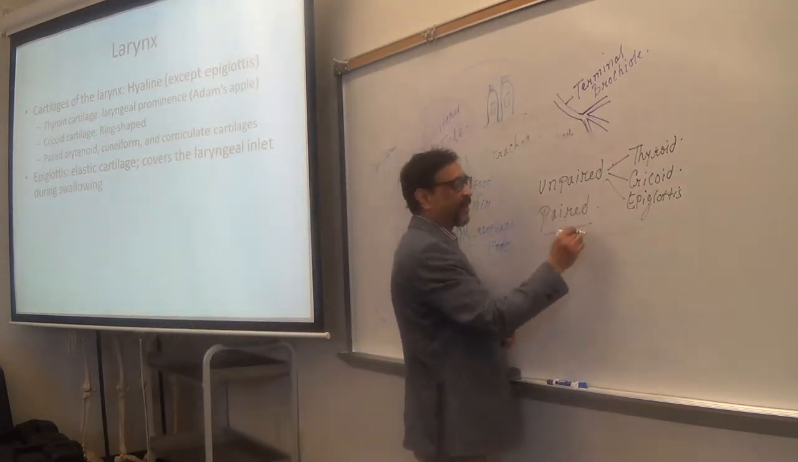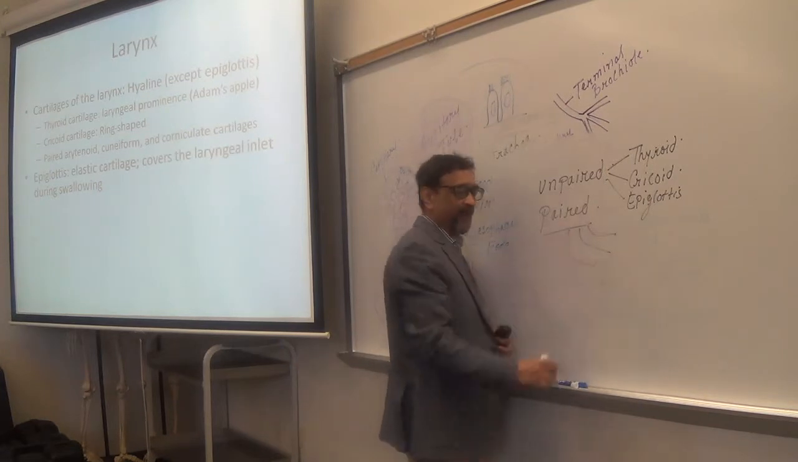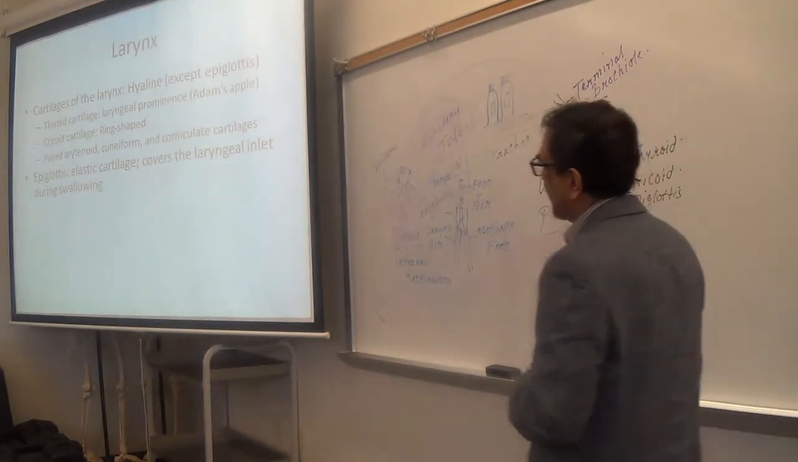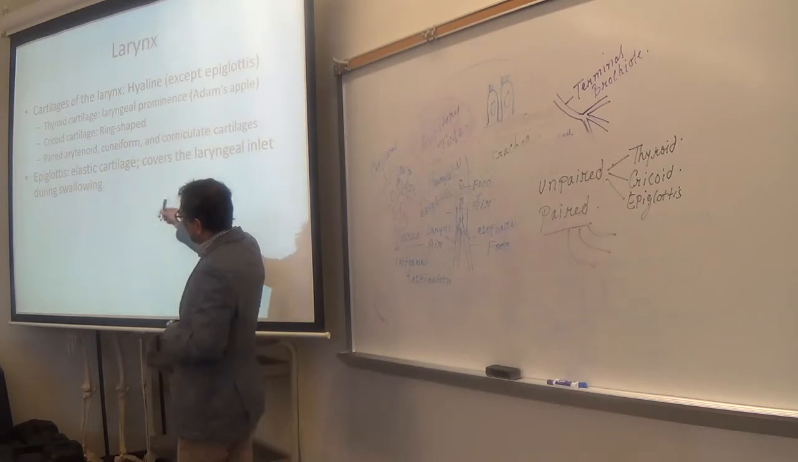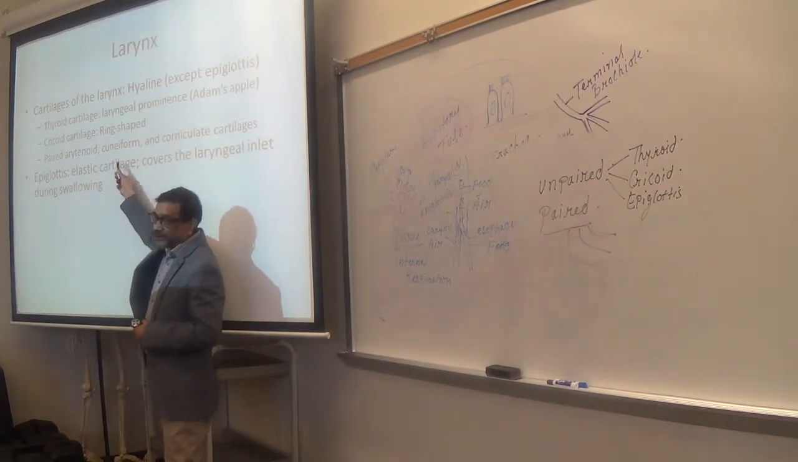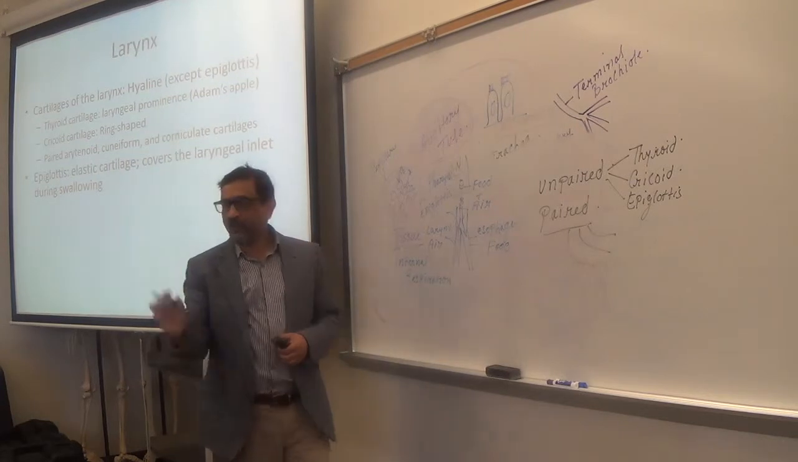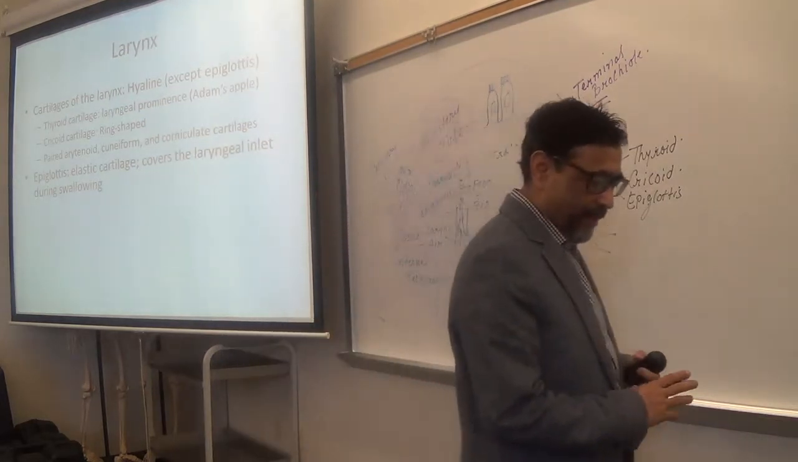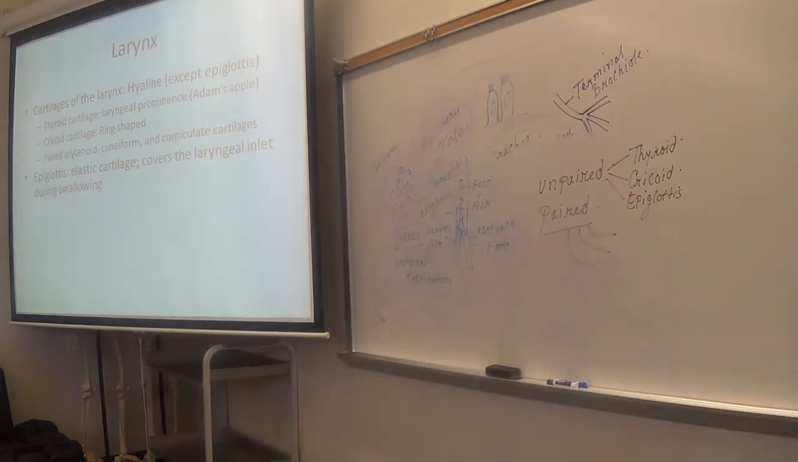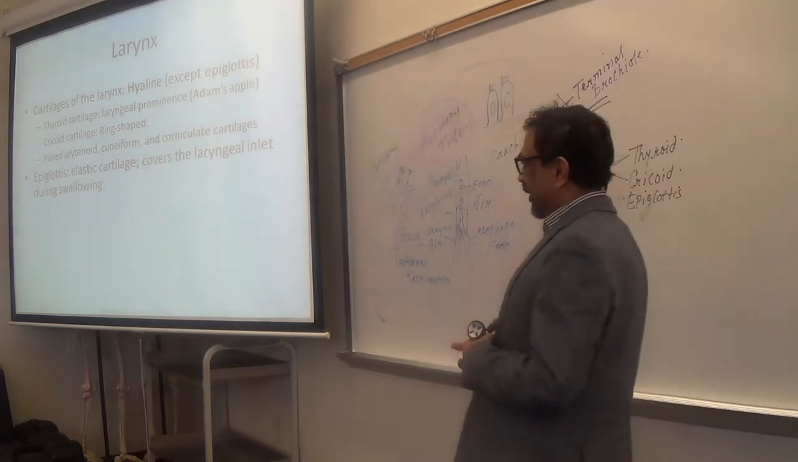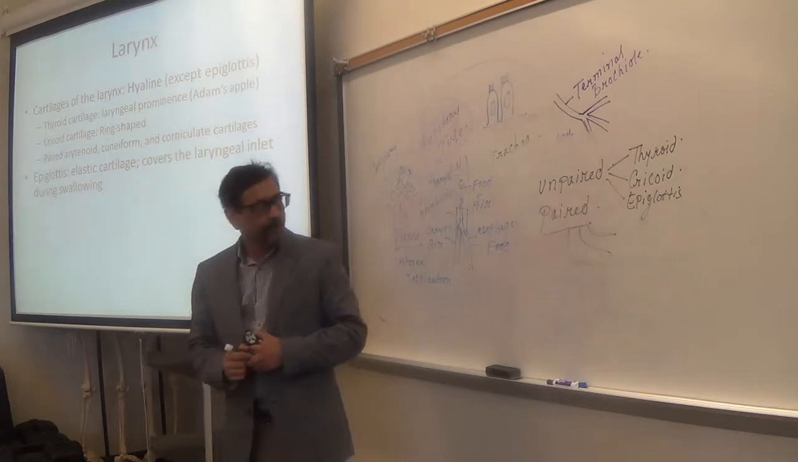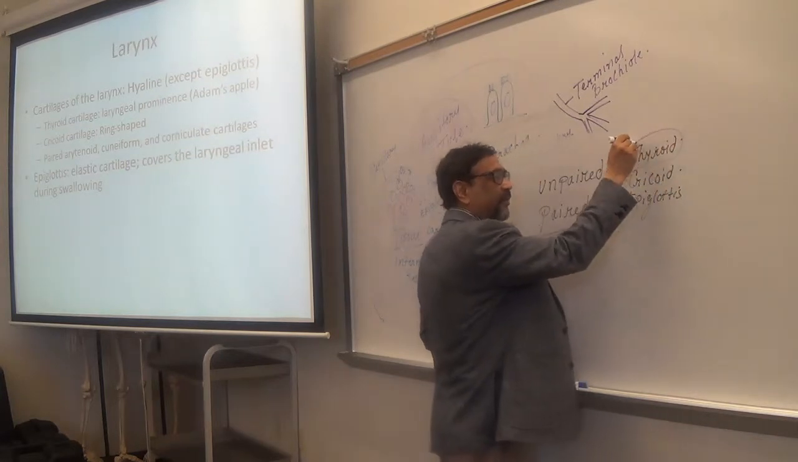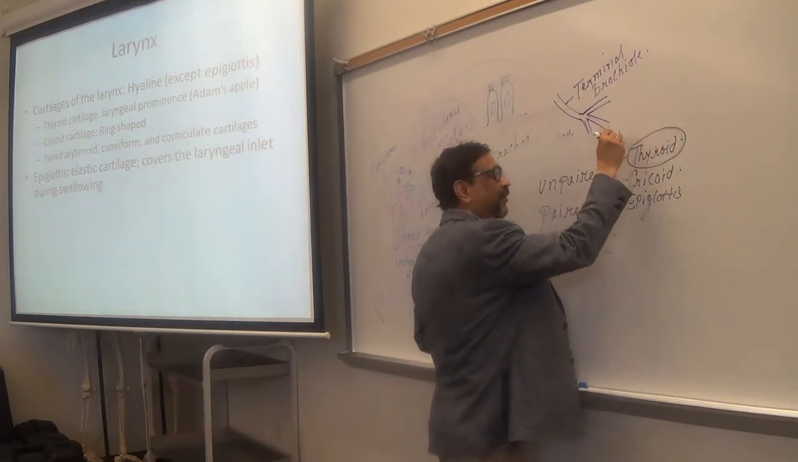Paired cartilages are three pairs: cuneiform, corniculate, and arytenoid. Here you see, paired: arytenoid, cuneiform, and corniculate. Those are smaller and two of each type. That's why they are called paired. So those are the cartilages in the larynx. Thyroid is the largest. This one is the largest.